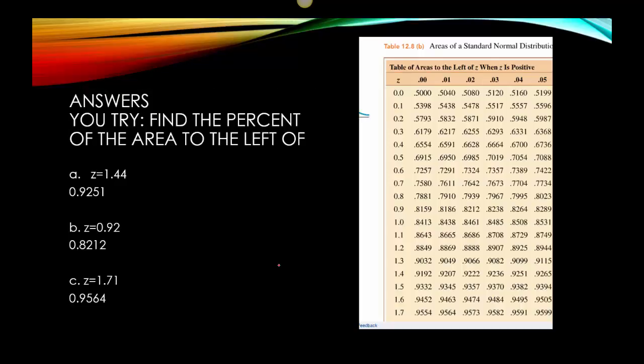Okay. So here are the answers. The first one, 1.44. So here's 1.4. And then I have to go all the way across to the other 4, and it says 0.9251. The second one I gave you is 0.92. So here's 0.9. And a lot of times if I'm having a hard time lining up, I'll say 0.9, then I count 0, 1, 2. You want to make sure you remember that first category is 0, then 1, then 2. So I got 0.8212. And then the last one, 1.71, here's 1.701, there's 0.9564. Okay.